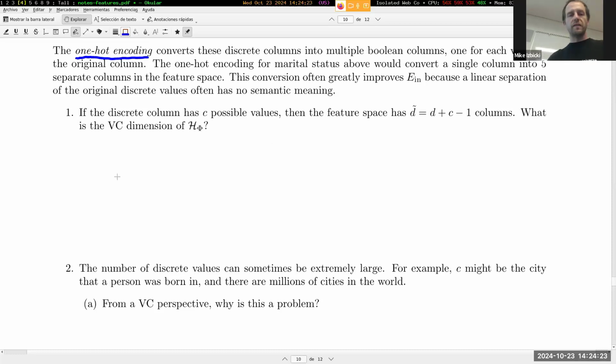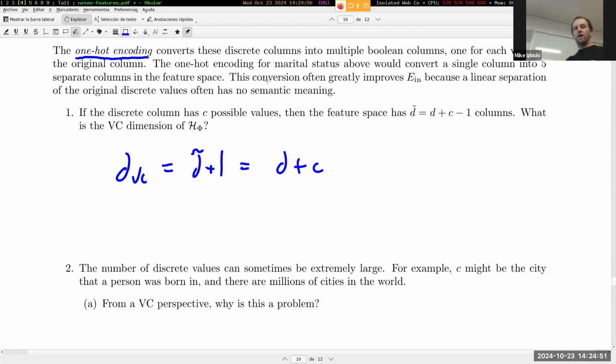And so what is the new VC dimension? Our previous DVC was equal to D plus 1. Our DVC is always equal to whatever our feature dimensions are plus 1 when we're using this perceptron hypothesis class. And here the D squiggle is D plus C minus 1. So the minus 1s cancel out, and we just get D plus C.